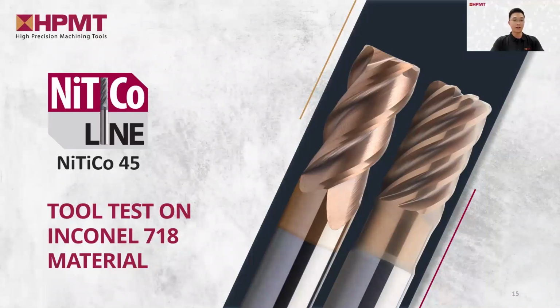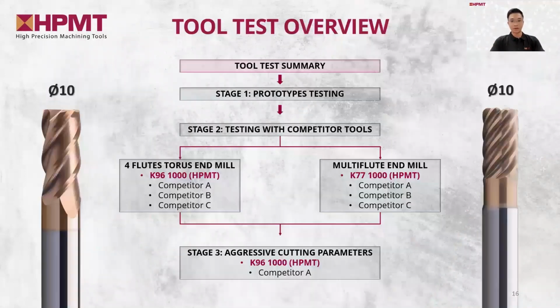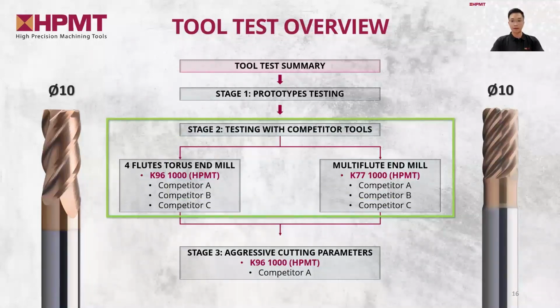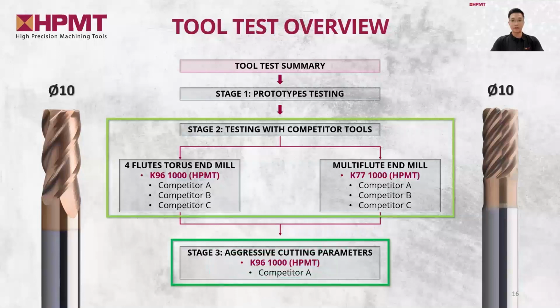Let me start sharing on our 2 test results. So here, you can see that our 2 test processes are actually categorized into 3 stages. So the first stage is more on the internal prototype testing at the initial stage only, while the second stage will be the final product comparing directly with all the other competitors for both 4 flutes and also multi-flute. Lastly, the stage 3 will be a very, very fierce comparison with very aggressive cutting parameters between HPMT and also the best performing competitor from stage 2. We will show you the results in the next slide.